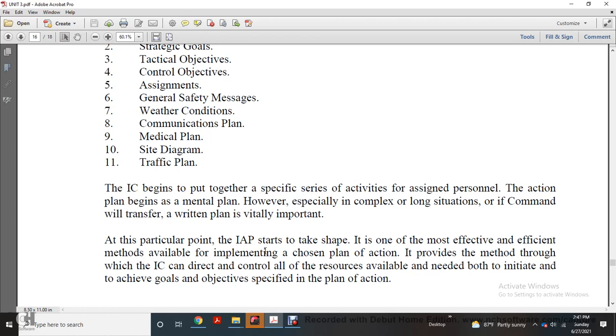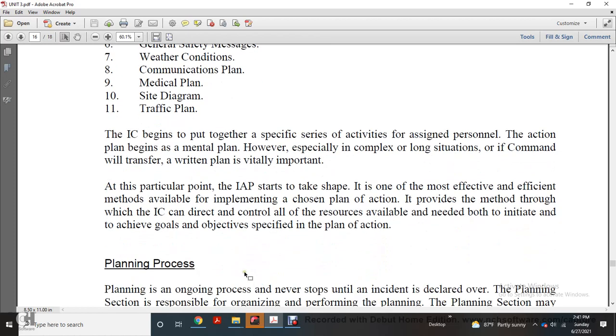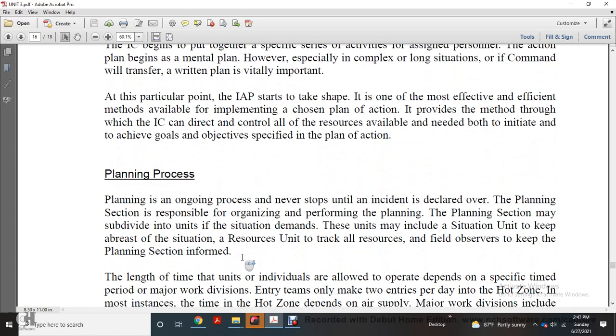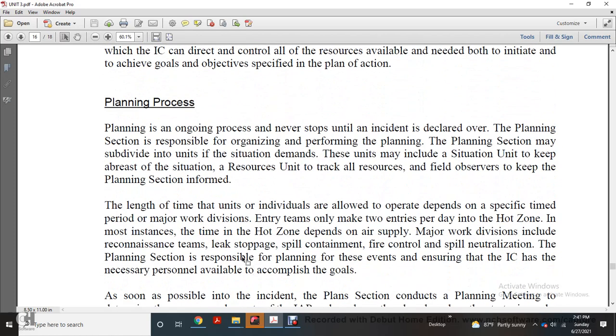One of the most effective and efficient methods available for implementing the chosen plan of action. It provides the method by which the incident commander can direct and control all available resources to meet the goal, take the initiative, and achieve the goals and objectives specified in the plan of action.